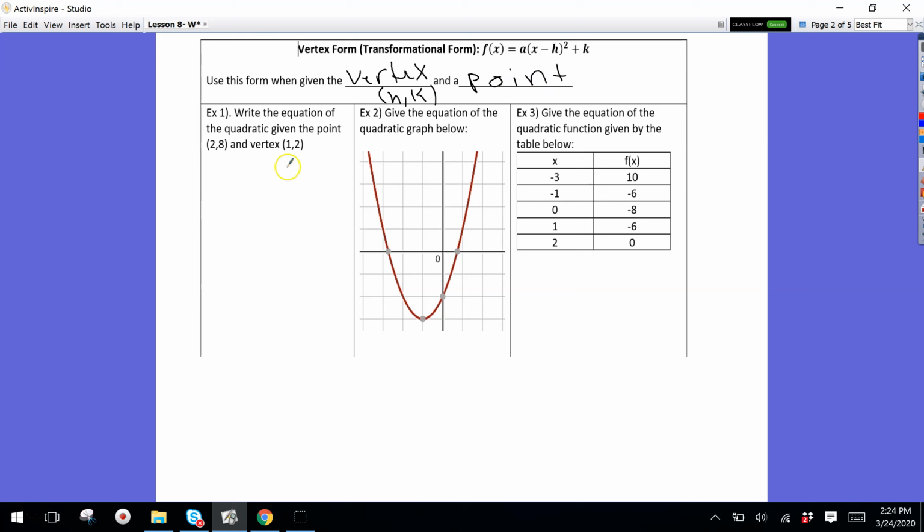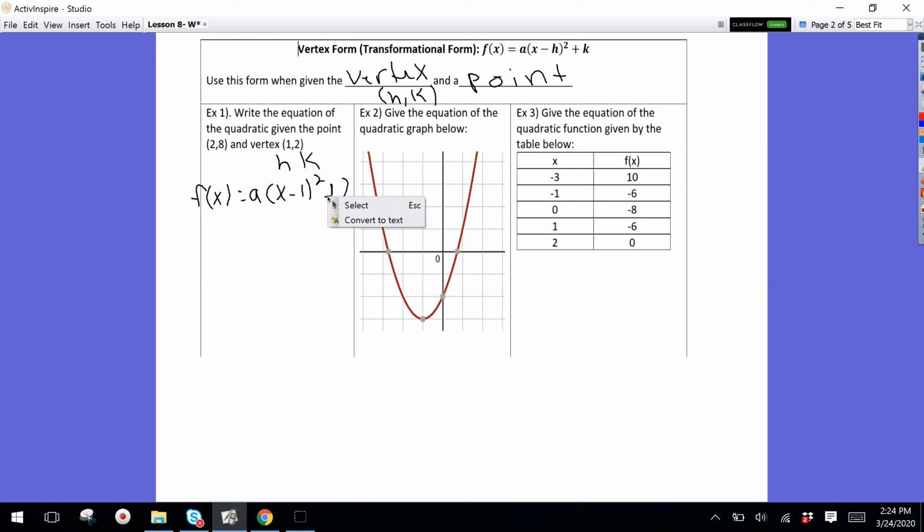So here in this first example, we need to write the equation of the quadratic function given the point 2, 8 and the vertex 1, 2. So here this is vertex form because we have a vertex. 1 is our h, and then 2 is our k. So first of all, we're going to start by plugging in our h and our k into our formula. So we have f of x is equal to a parentheses x minus 1 squared plus 2.